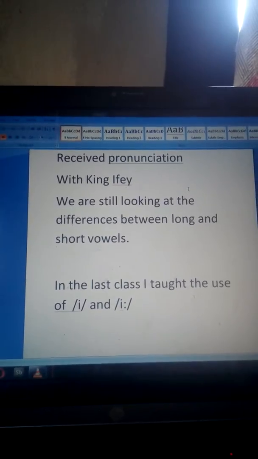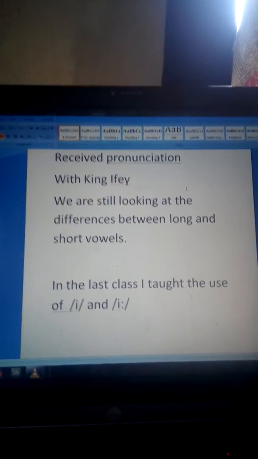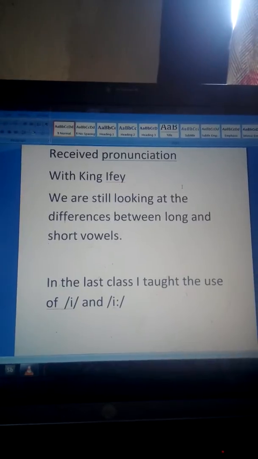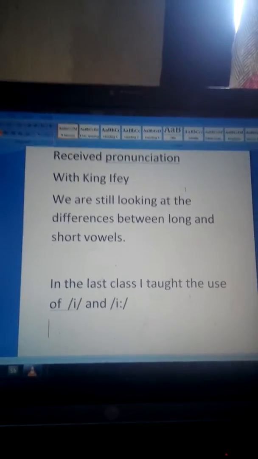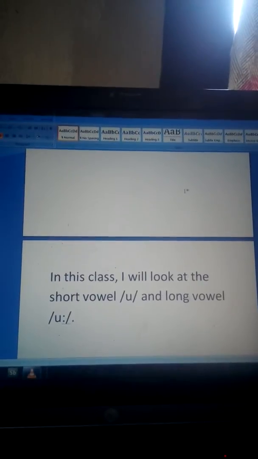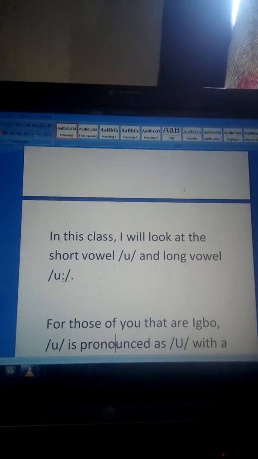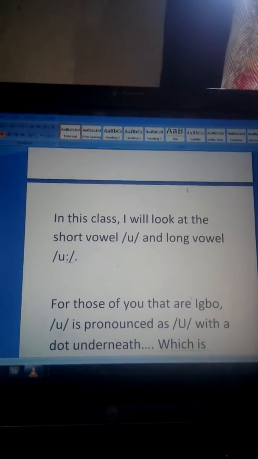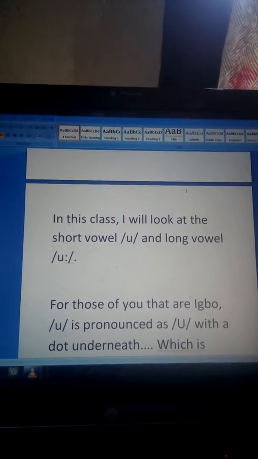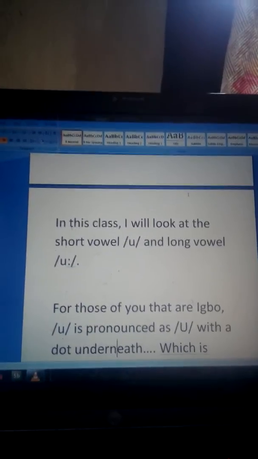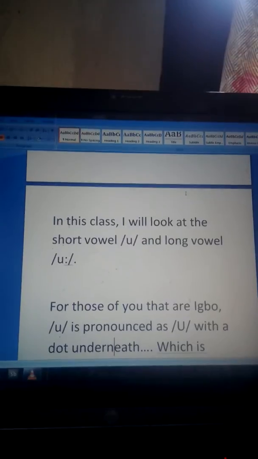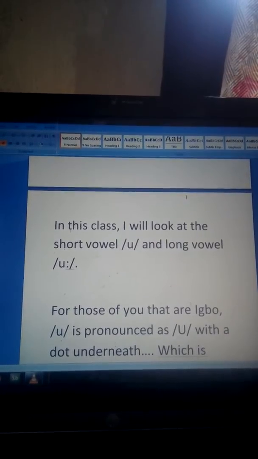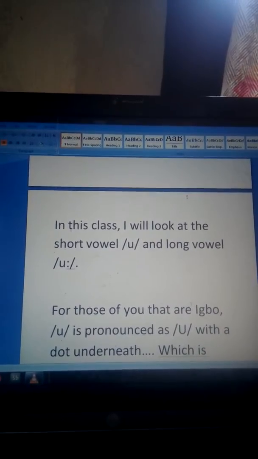We're still looking at the differences between long and short vowels. And in the last class, I taught the use of I and E, and now the short and the long vowel of it. If you were not part of the class, you can check the hashtag come to class with Kingife. You will find some useful classes that you'd definitely enjoy. Now, in this class, I will look at the short vowel U and long vowel U.